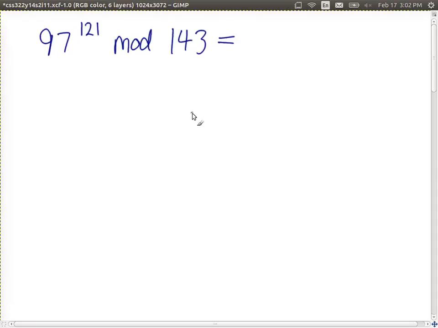Solve this one. 97 to the power of 121 mod 143. What are you going to do? No calculator allowed.